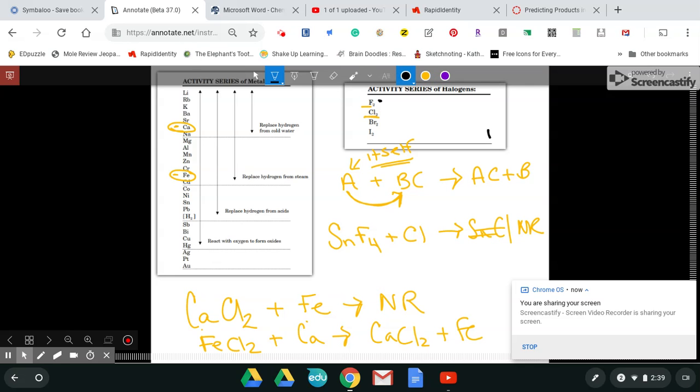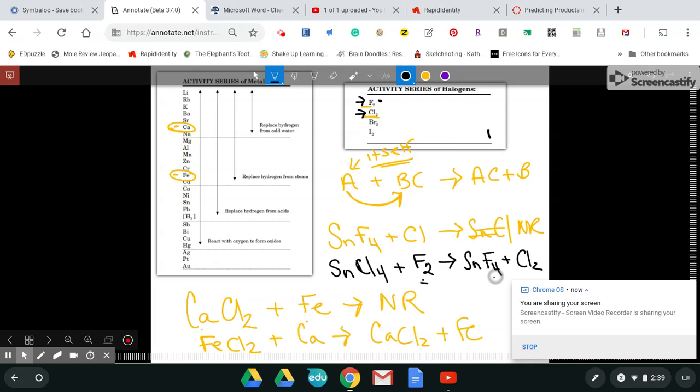If I change this around and say SnCl4 plus F2, notice that fluoride is above chlorine, so it can replace it. So this would be SnF4 plus Cl2. Now, let me go ahead and answer this question because I know you probably all have it.